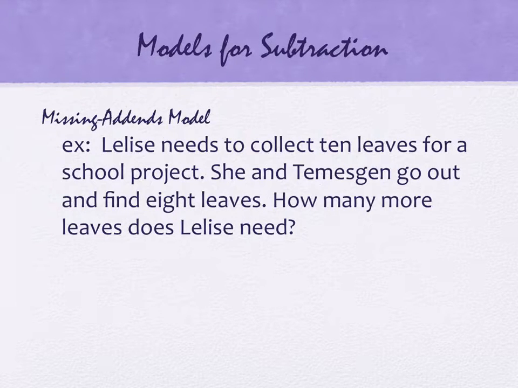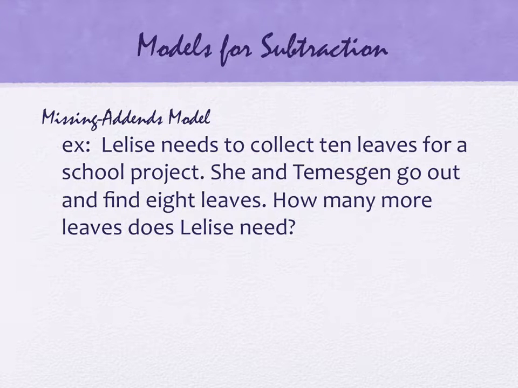Okay, second model, missing addends. This is not the same as takeaway. Lilise needs to collect 10 leaves for a school project. She and Temeskin go out and find 8 leaves. How many more leaves does Lilise need? She didn't have 10 to start with, right? She didn't have 10 and lose 2. She needed to find 10. She's still missing something. There's something very different about this question than the last question.